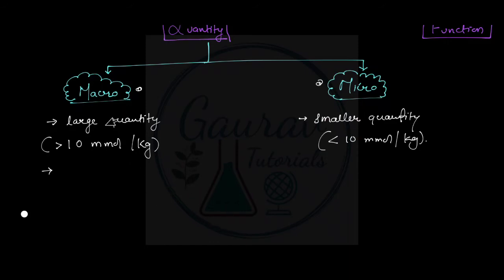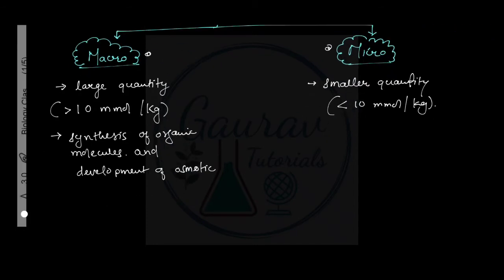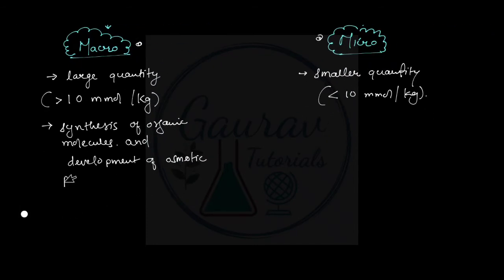Now, the macronutrients are usually involved in synthesis of organic molecules, right? Along with that, they are also responsible for development of osmotic pressure, osmotic difference. I'll write osmotic potential, in fact.